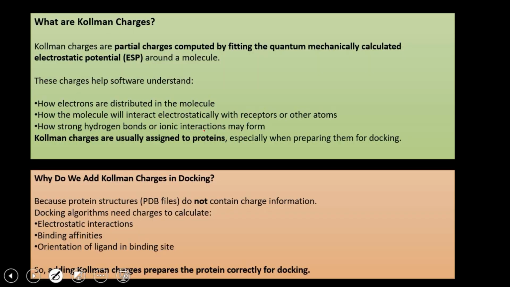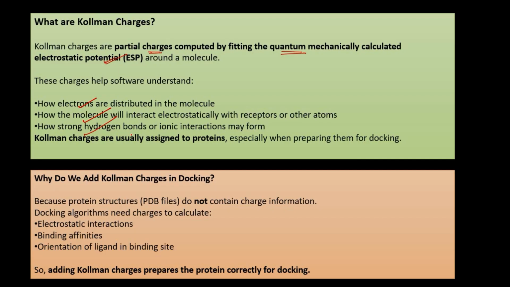Now we discuss what the Coulomb charge is. Coulomb charges are partial charges computed by fitting quantum mechanically calculated electrostatic potential around the molecule. With the help of this charge, the software understands how the electrons are distributed in the molecule, how the molecule will interact electrostatically with the receptor or other molecules, and how strong the hydrogen bonds or ionic interactions are. Okay.